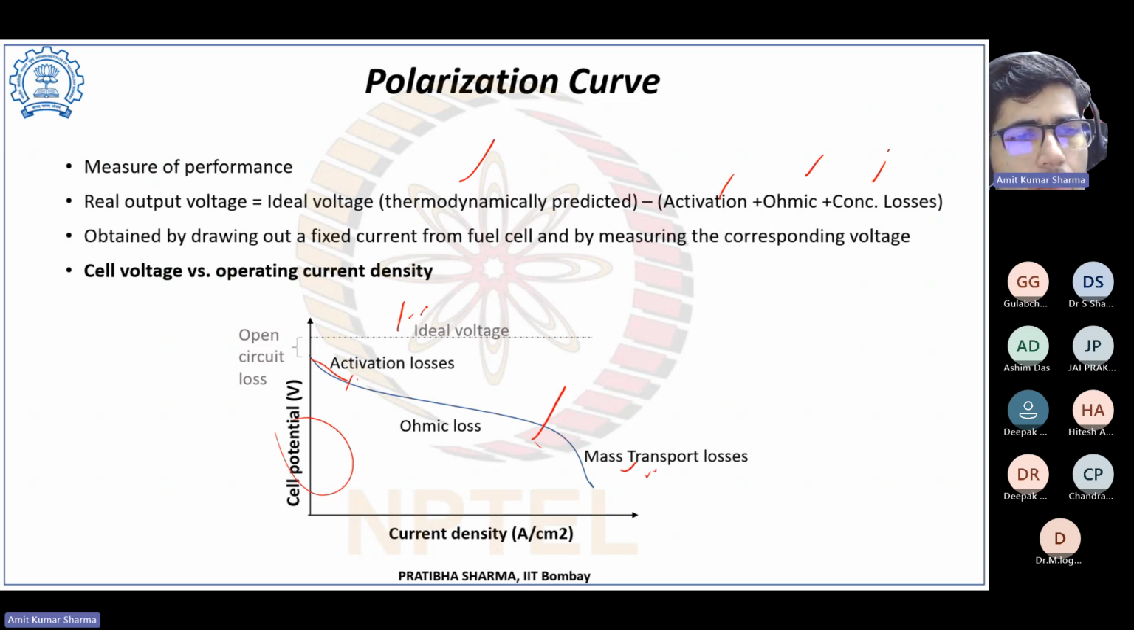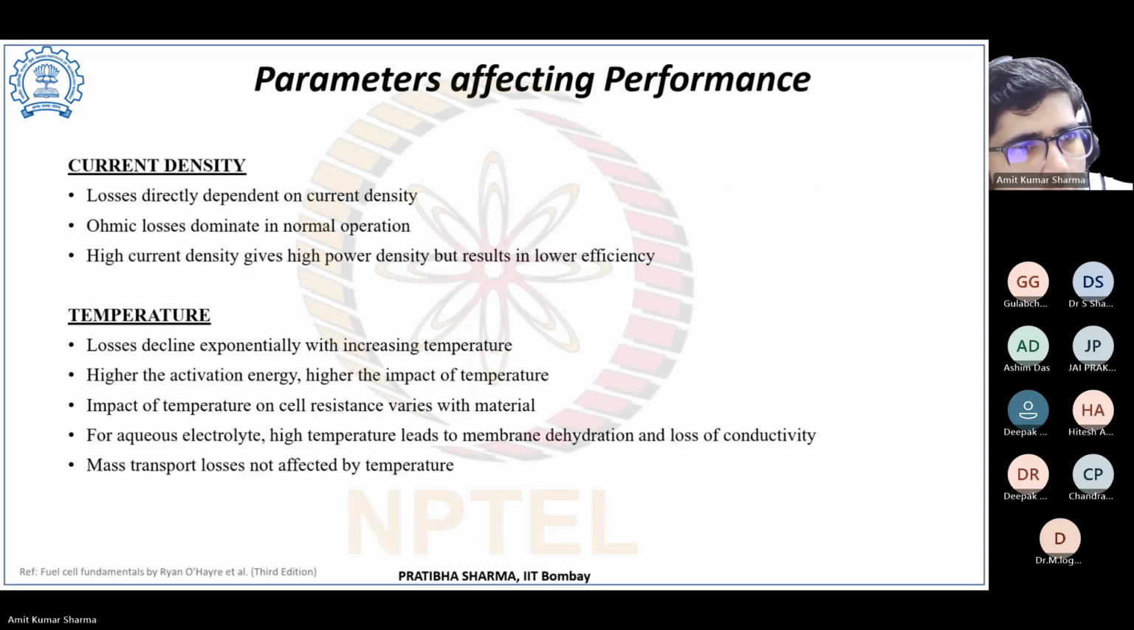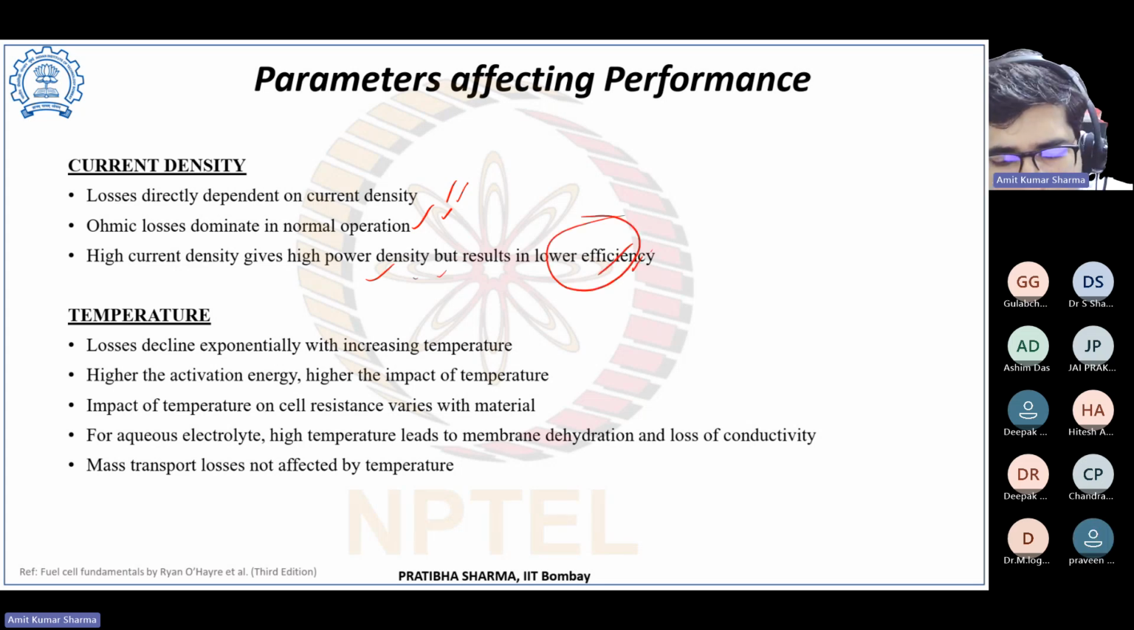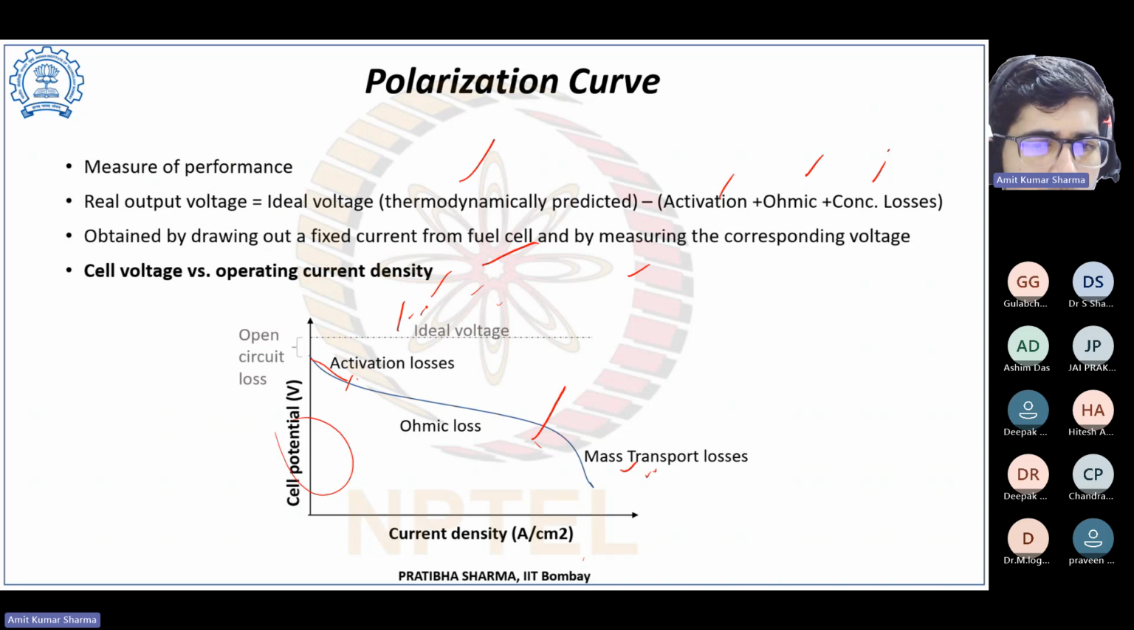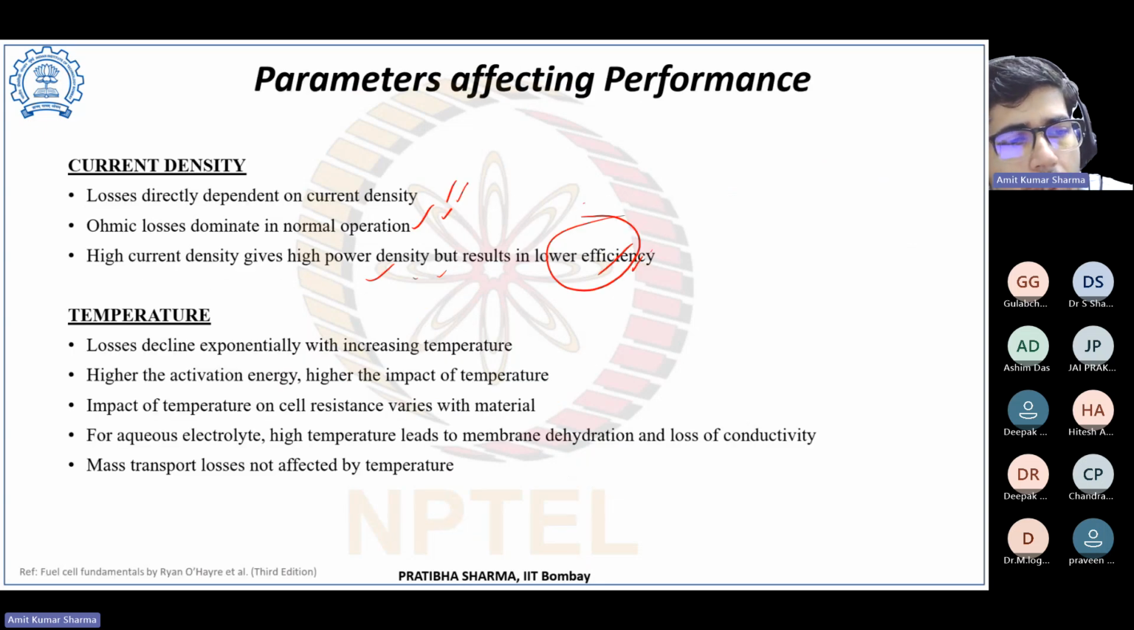It is obtained by drawing a fixed current from a fuel cell and measuring the corresponding voltage: cell voltage versus operating current density. So the losses directly depend on the current density. Ohmic losses dominate in normal operation. High current density gives high power density but results in lower efficiency, because at higher current density the mass transportation losses increase and reduce the voltage in a dramatic manner.